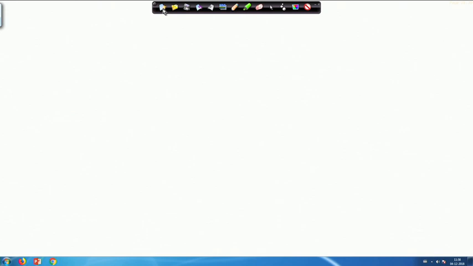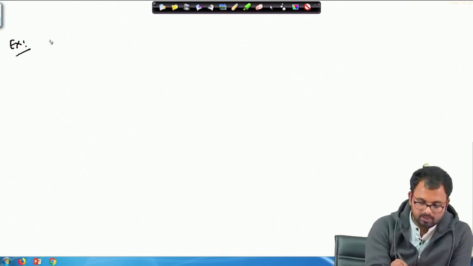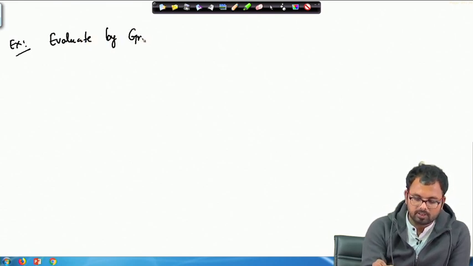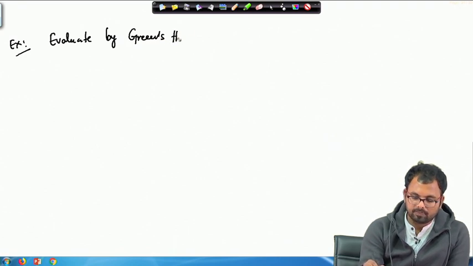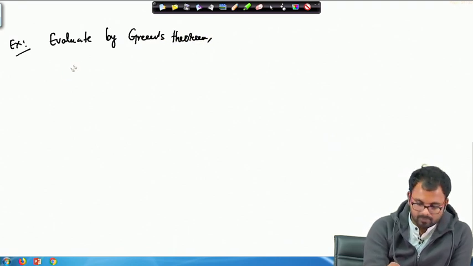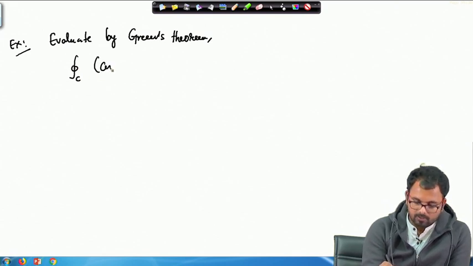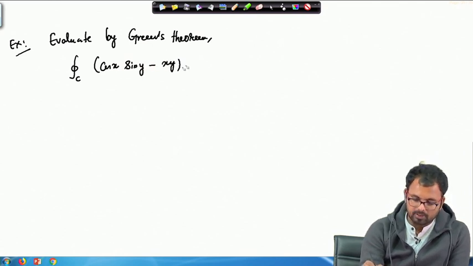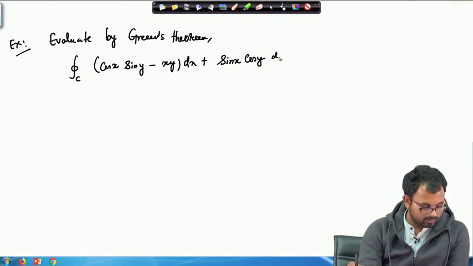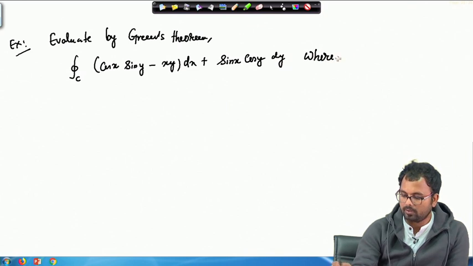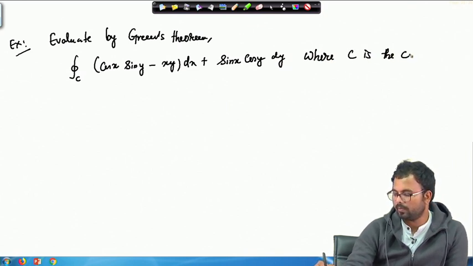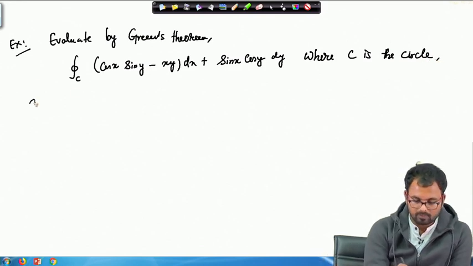Similarly, we can solve another example. So, let us consider this example: evaluate by Green's theorem. So, here it says specifically Green's theorem. The integral of cos hyperbolic of (cos x sin y minus x y) dx plus sin x cos y dy, where C is the circle x square plus y square equals 1.